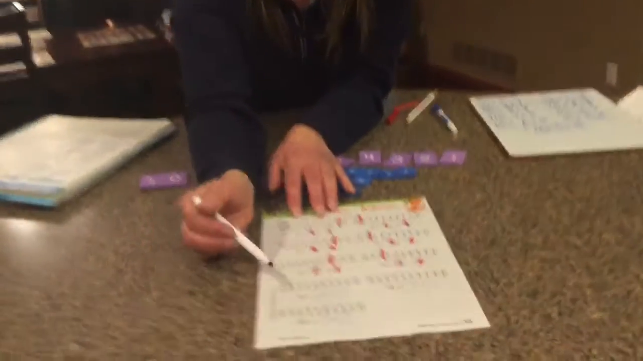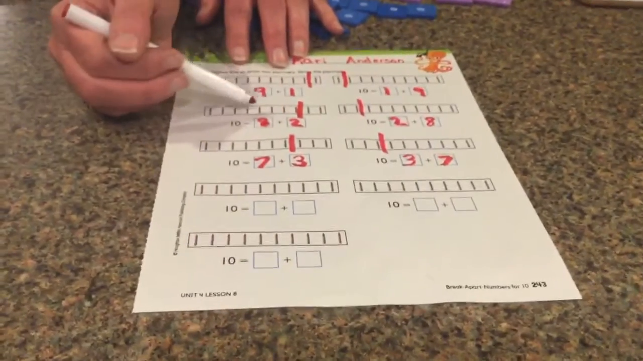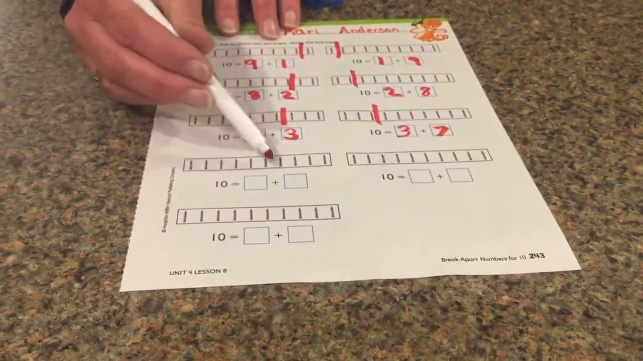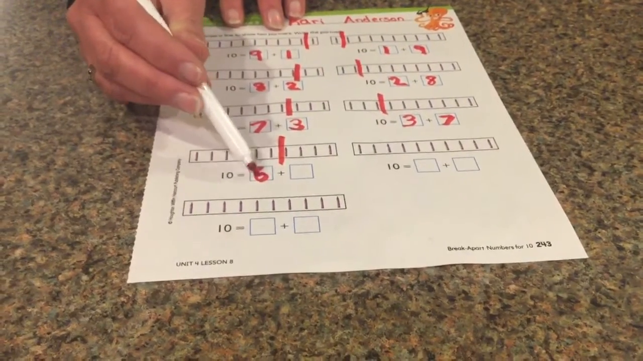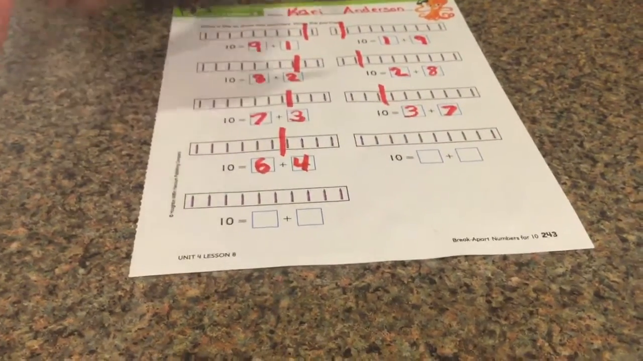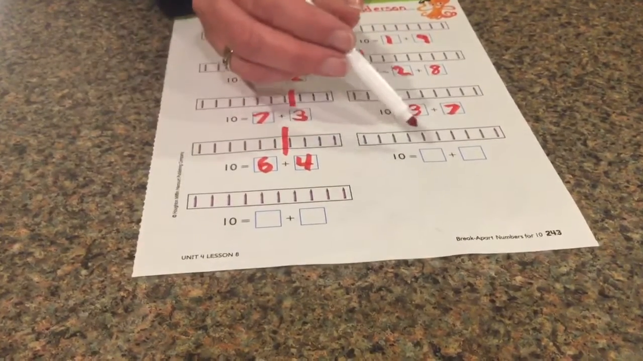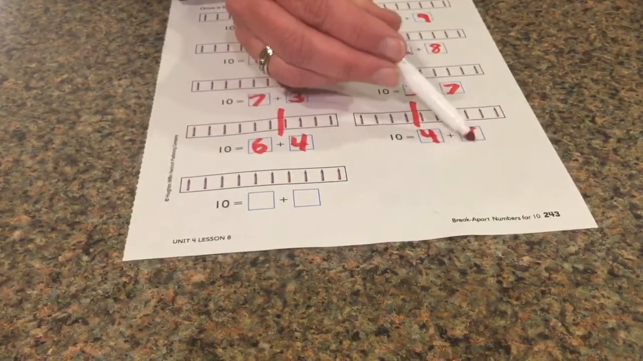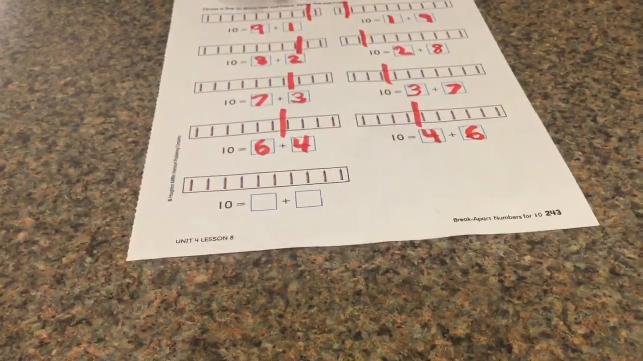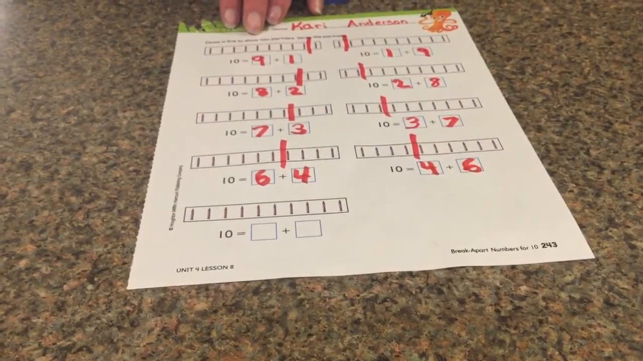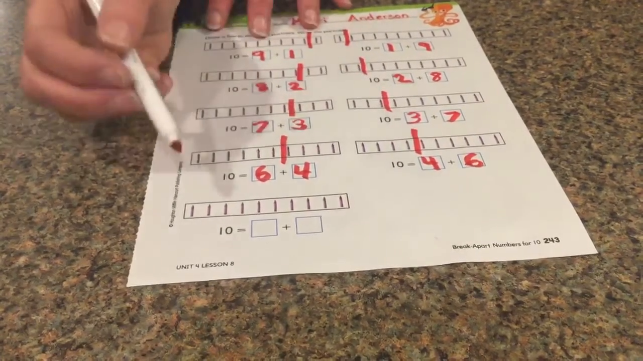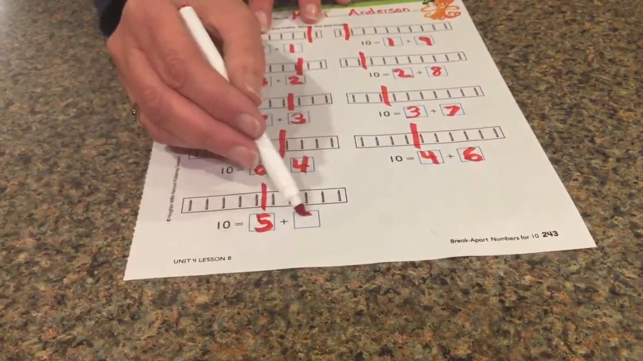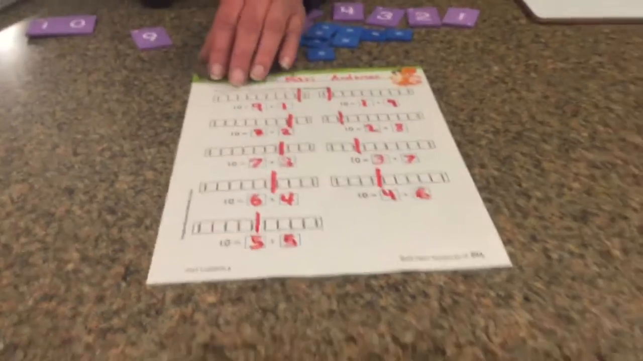Now we've got 3 more left. 9 plus 1, 8 plus 2, 7 plus 3, 2, 3, 4, 5, and 6. 6 and 4. Flip it around. I need to put my breakaway stick here, and then there's 4 plus 6. Pause the camera and try to do the last one all by yourself. I'll give you a hint. It doesn't have a partner. All right. 2, 3, 4, 5 plus 5.